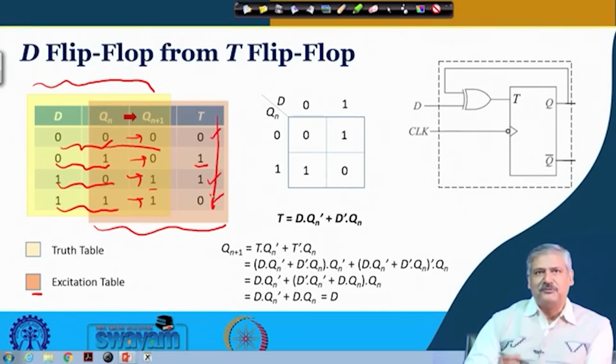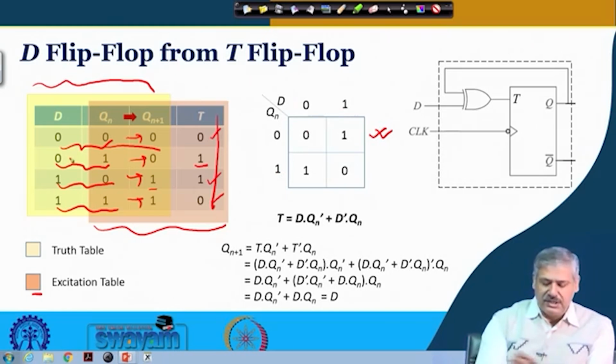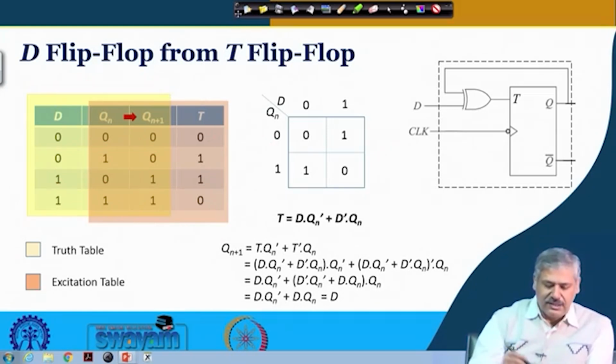Okay. So, to get the equation out of this, what can we put? We can get it simply through a Karnaugh map. D is over here, that is 0 and 1, and Qn is 0 and 1. Now, we look at the cases.